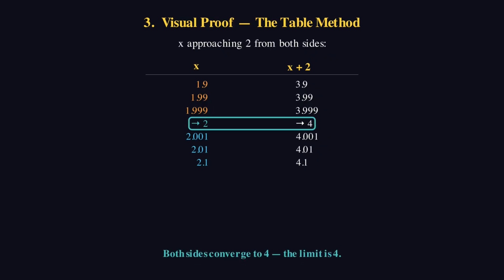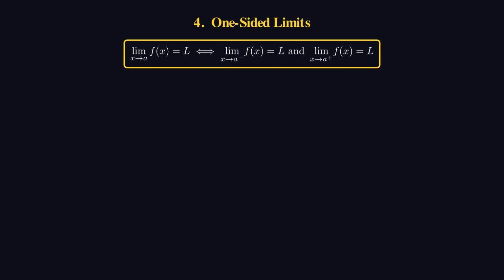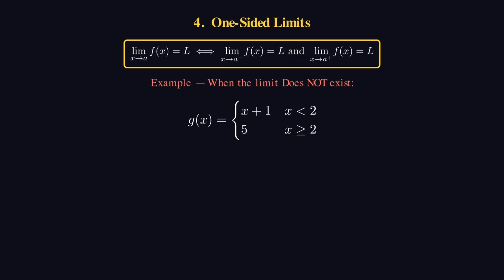Now what if both sides do not agree? That is a one-sided limit situation, and it is a common AP exam topic. The rule: a two-sided limit exists only if the left-hand limit and the right-hand limit are equal. If they differ, the limit does not exist. Write DNE. Example: g of x equals x plus 1 when x is less than 2, and 1 when x is greater than or equal to 2.